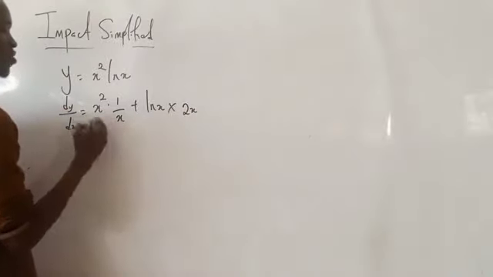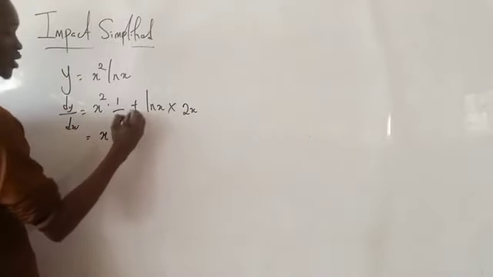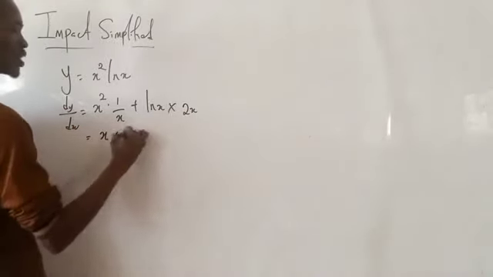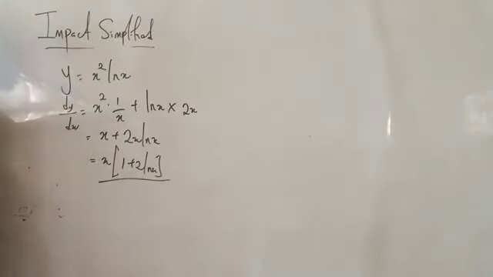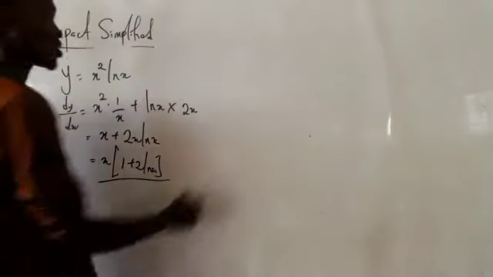2x. So if you solve, this will cancel this. What do we have? x. And if you multiply this, it will give us 2x ln x. And we can still simplify. x is common. So if x is common, what do we have? x times 1 plus 2 ln x. And as you can see, that is very simple.